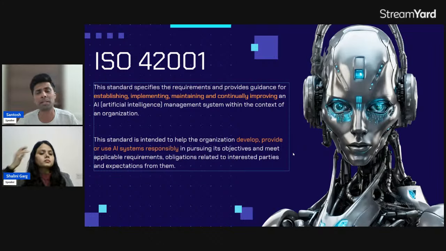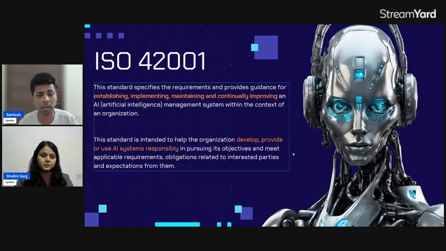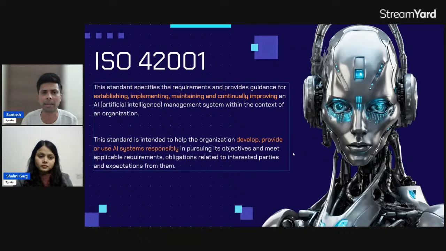Suppose your organization is developing or providing any kind of AI systems, you want to provide them in a way which can meet its objectives and the requirements of your customers. And if you're establishing, implementing, maintaining any kind of artificial intelligence solutions, that's where ISO 42001 can be an overarching Bible, which you can look at to see how to develop artificial intelligence management systems in your organization.